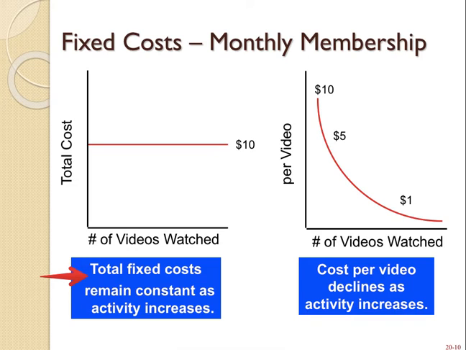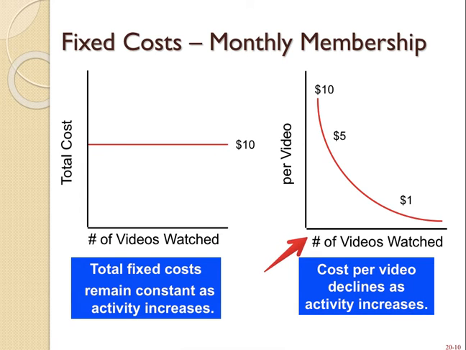So the way a fixed cost behaves is in total, it remains constant even as your volume or activity increases. Okay? And that's why we call it a fixed cost, because in total, the cost stays fixed, even when activity increases. But on a per unit basis, so on a per video, let's see how the per video cost changes as our volume changes.